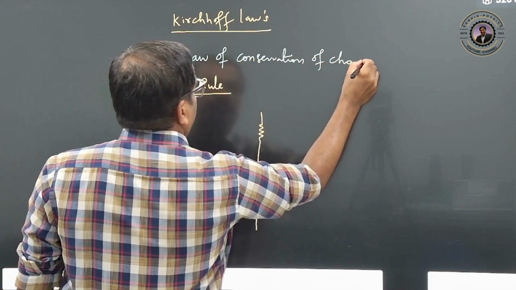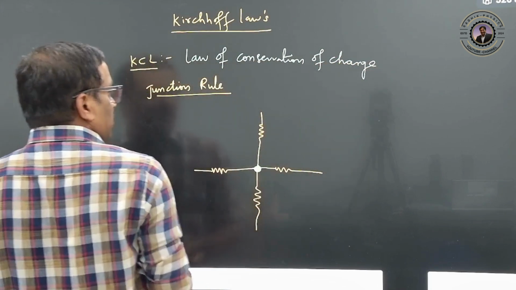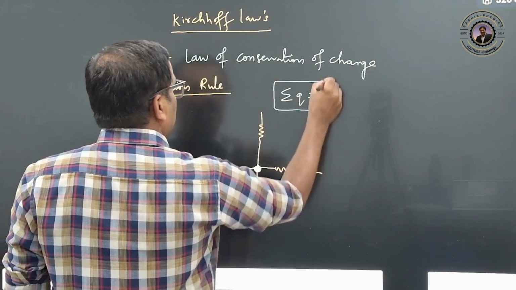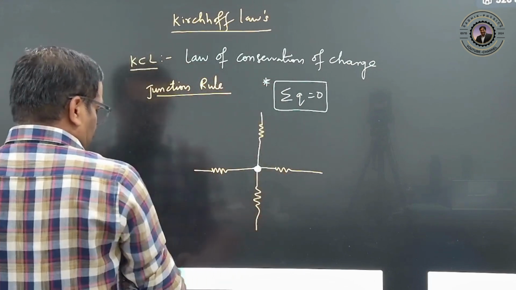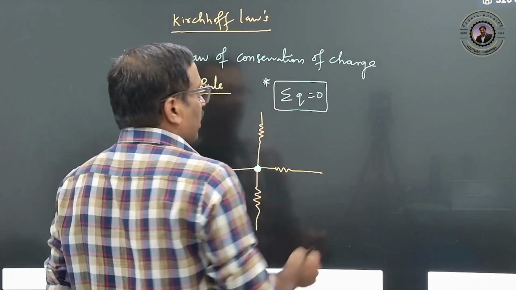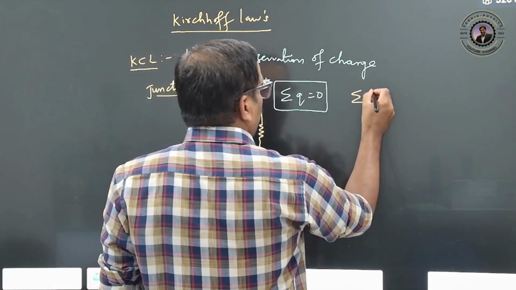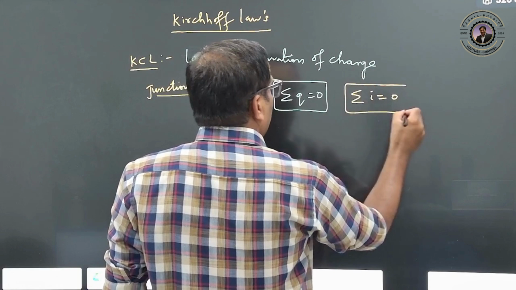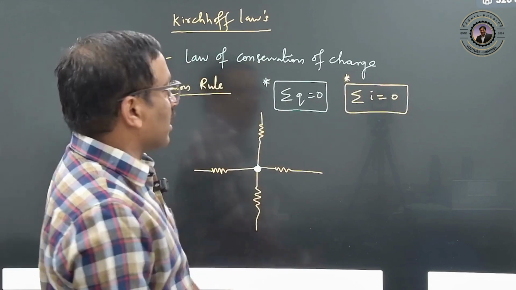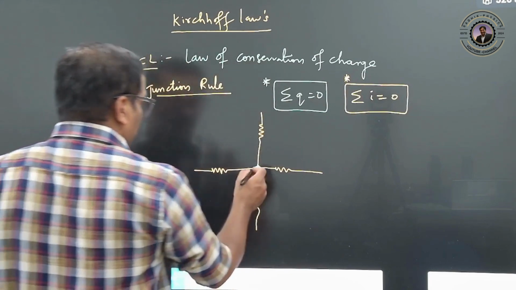That means at the junction, the total charge is always equal to 0. The charge per unit time we call current, so the total sum of all the currents at the junction is always equal to 0.